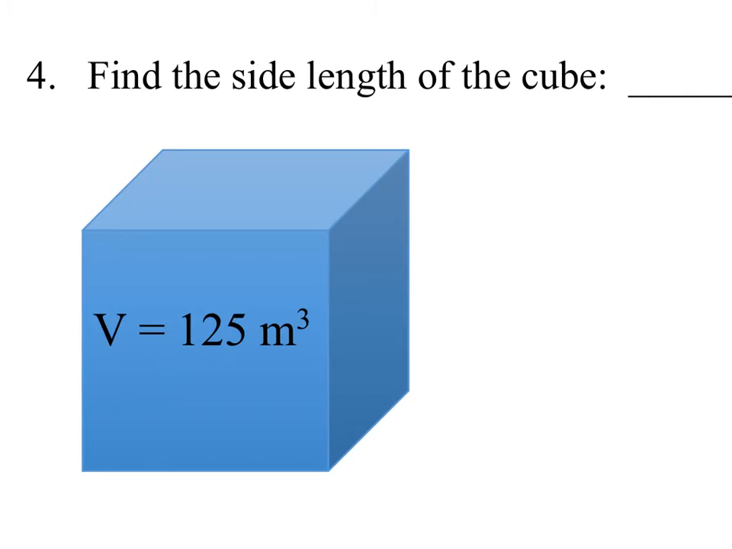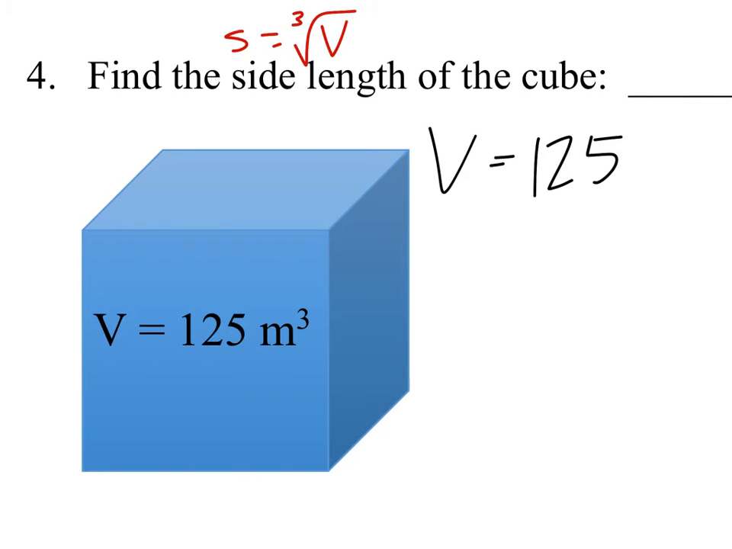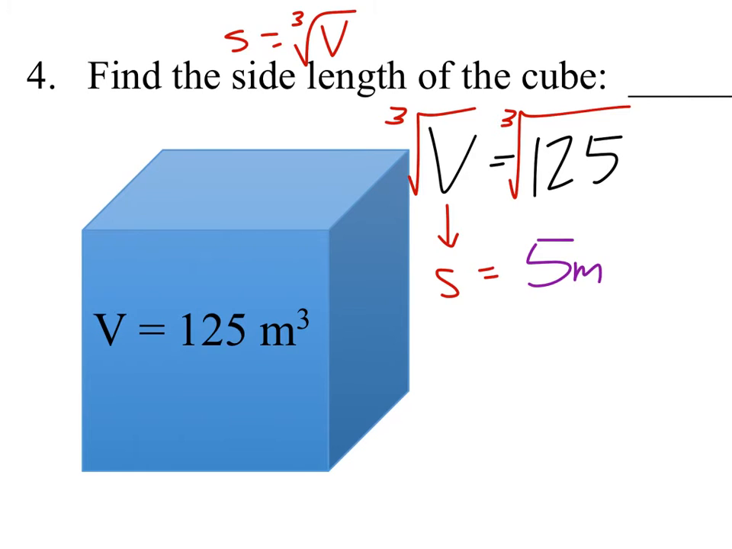All right, number 4, this is the volume. The volume is 125 cubic meters. So to find the side length, the side length is the cube root of the volume. So we'll just cube root the volume, which is 125, and this will give us the side length, which is 5 meters. Now notice these are all perfect cubes. Eventually they will not be, just not right now.